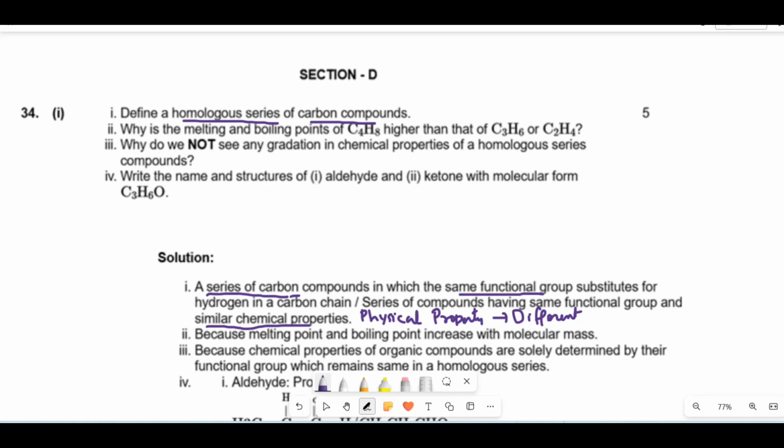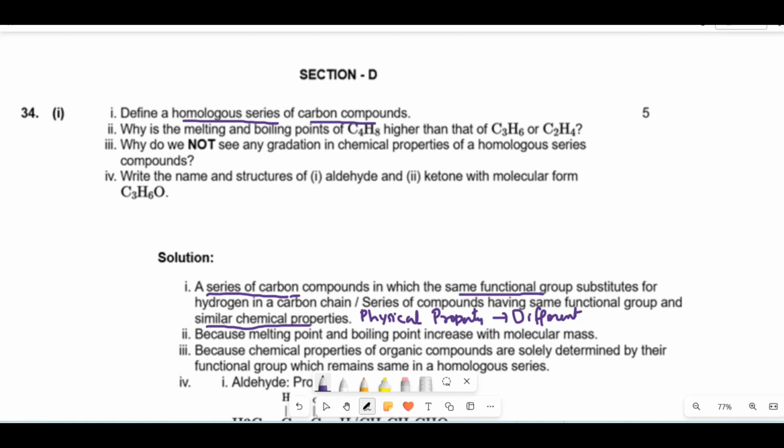They have the same chemical property. But when you take methane, ethane, propane, their molecular mass will be different. They have different numbers of carbon and hydrogen atoms. So their physical properties like melting point, boiling point, etc. will be different because of the increasing number of carbon and hydrogen atoms.